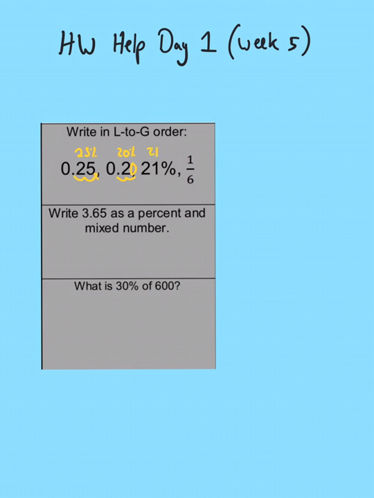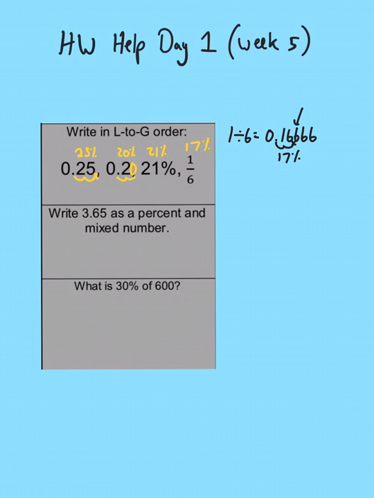21% is already a percent. For 1/6, I'm going to divide to change it to a decimal, and then I'm going to "deep" it. So when I do 1 divided by 6, I get 0.166666. That 6 is repeating. When I "deep" it, I get 16%, or if you notice, this 6 can round that up to 17%. But honestly, if you wrote 16%, it's not going to affect this answer.